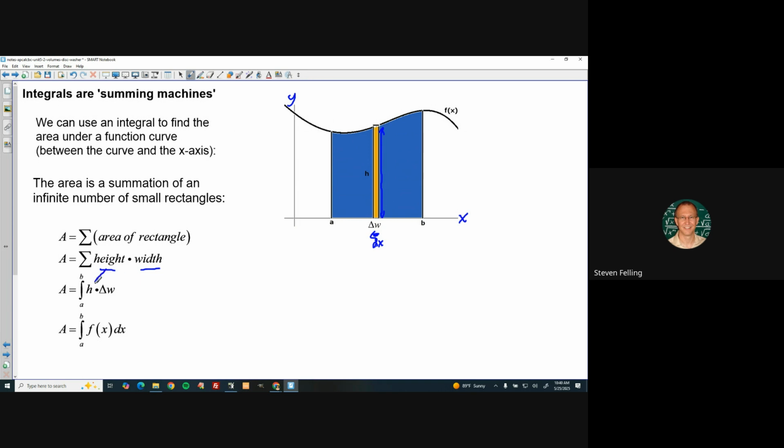The height is the height of the function f of x, and the width is an infinitesimally small change, in this case in the x direction. So that f of x times dx represents an area, and then we're summing all those from x equals a to x equals b to find the two-dimensional area that's between this function curve and the x-axis.